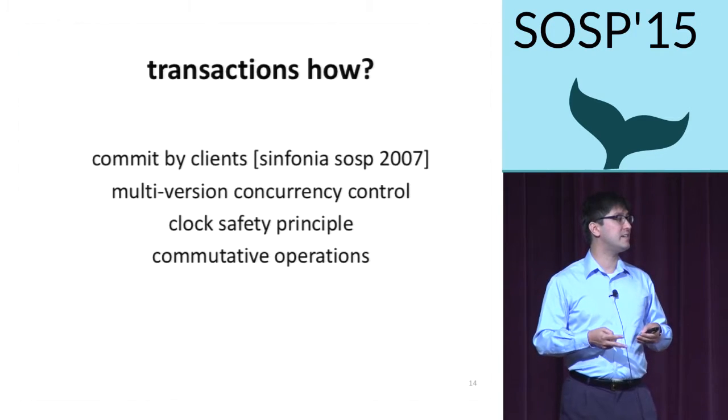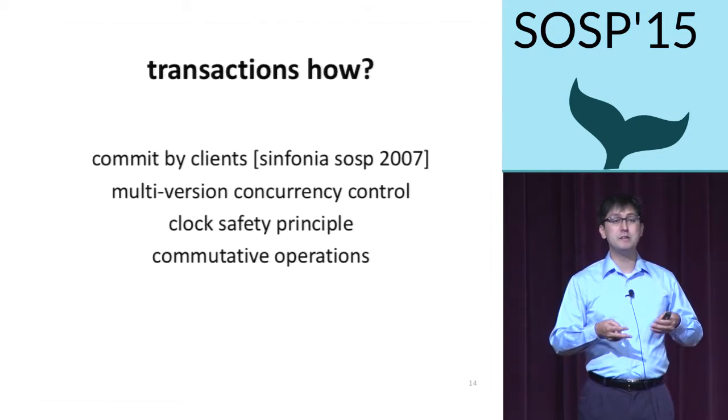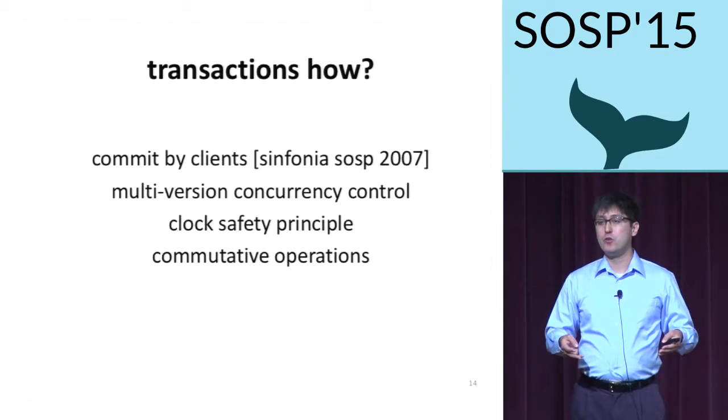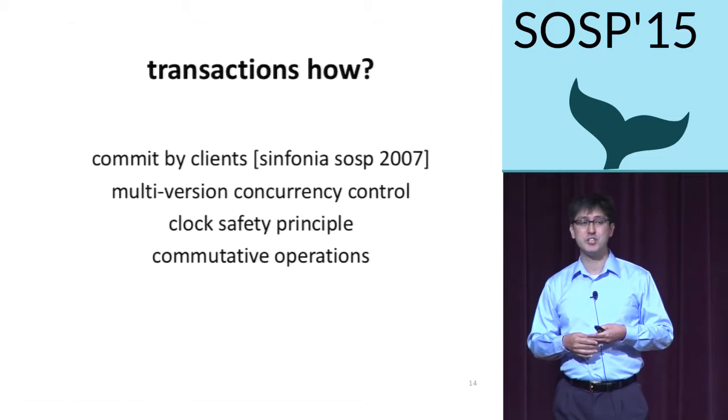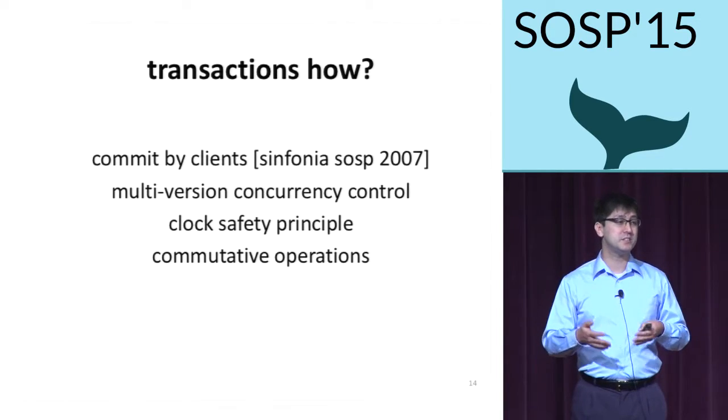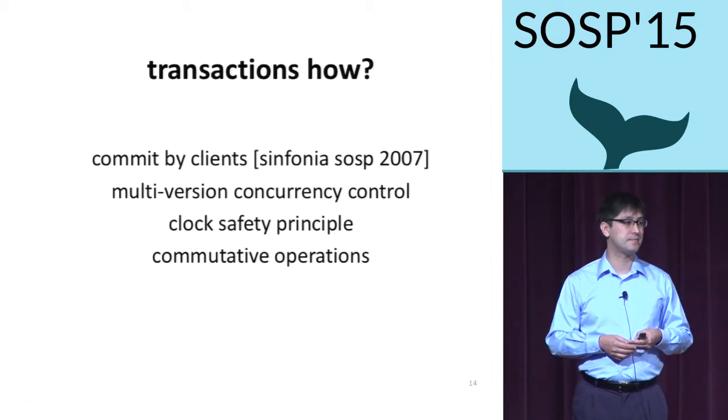The second high-level idea is that, as I mentioned, we're using multi-version concurrency control, which, when you have contention, can be much more efficient than other techniques such as optimistic concurrency control, which is used in some other systems.